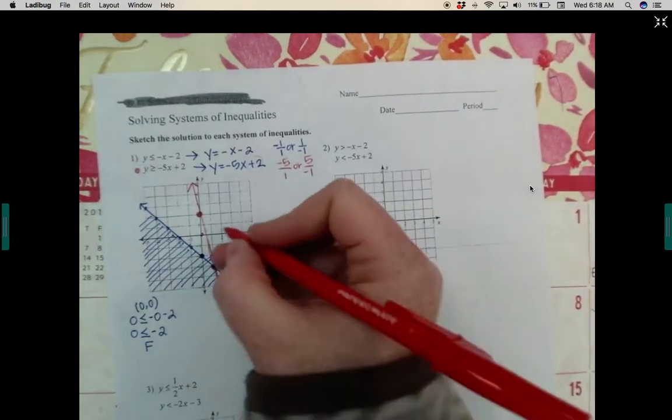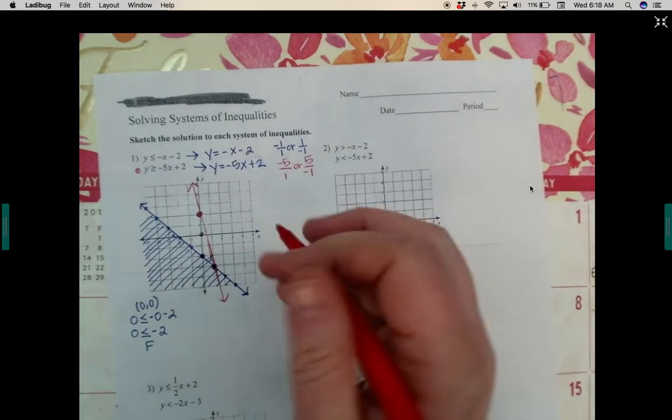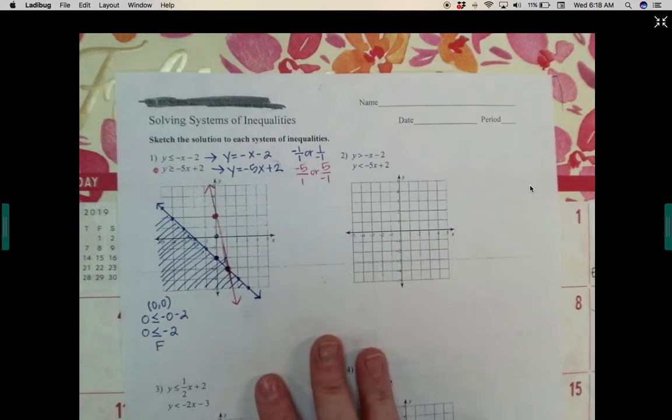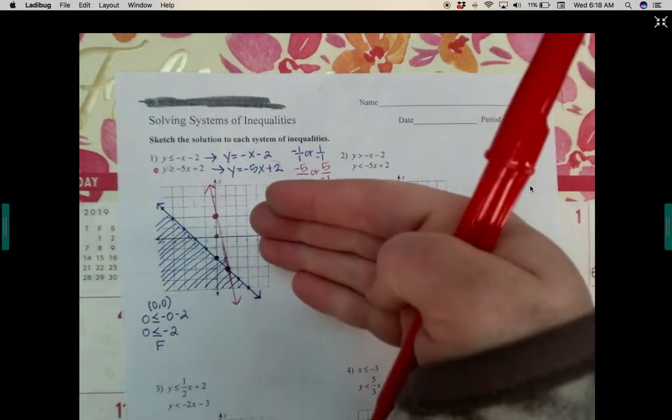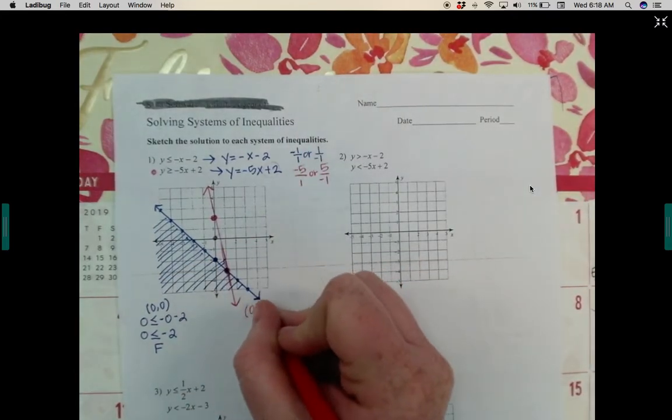So I see that 0, 0 is not on my line, so I can use that point to test. Remember, you need to test a point that's not on the line. It's either on the left side or the right side or above or below. However you look at it, I look at it left and right. Some people are like, well, it's below the line or above the line. So I'm going to test 0, 0.